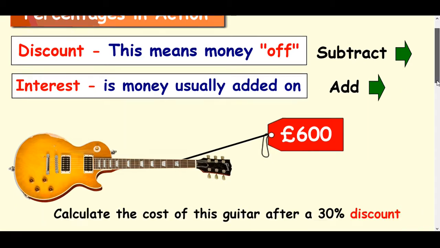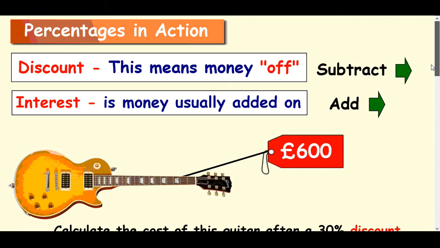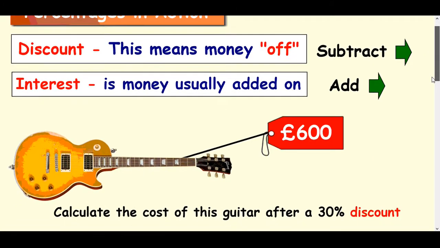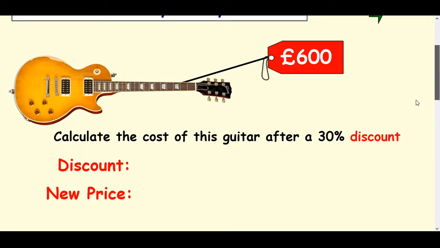So I'm going to look at two different situations, one where I'm using a discount and one where you've got interest rates in the bank. So the first kind of question here, a nice Gibson Les Paul guitar, something I would like myself actually. You wouldn't get one for £600, but that's what I've put it on here. There's actually thousands of pounds for a really good one. But anyway, right, calculate the cost of this guitar after a 30% discount.